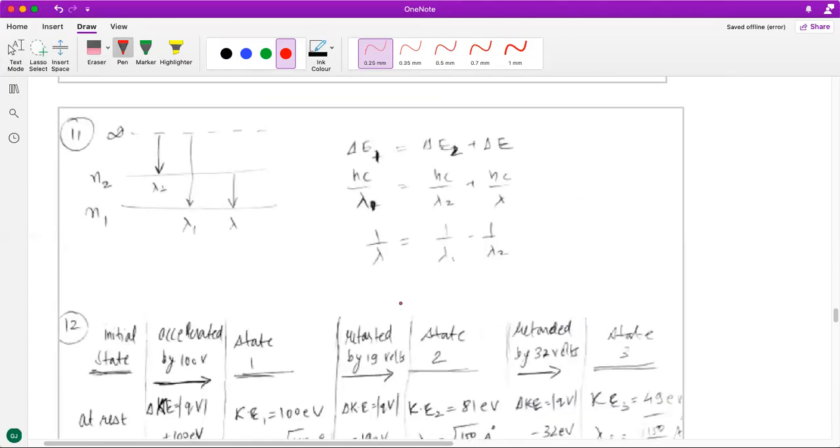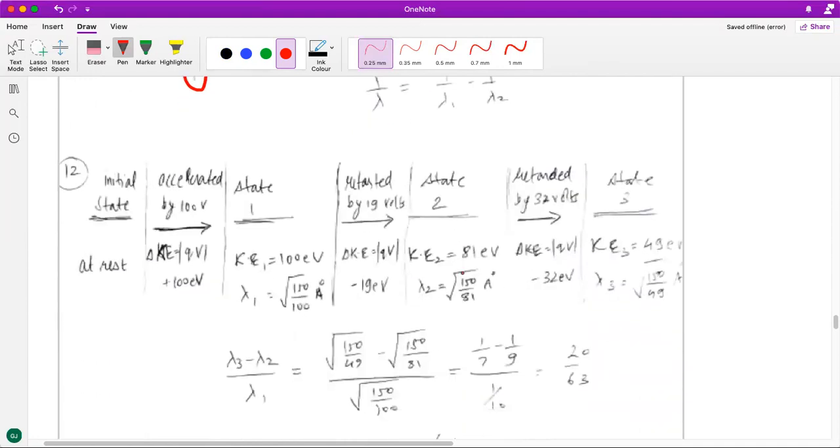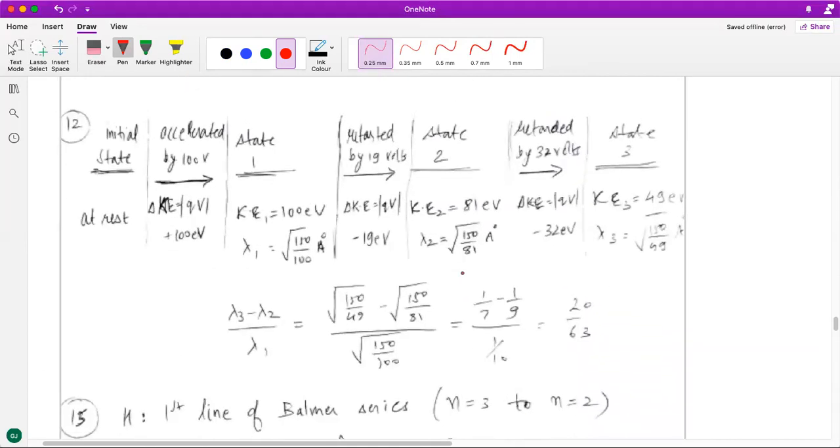Then 11th question, it might sound a little tricky to work with, but once you draw the diagram for these excitations, you will realize that this energy gap between infinity and n1 is actually a sum of these two, infinity to n2 and then n2 to n1. So you can write the delta E as hc by lambda and then find the relationship between them.